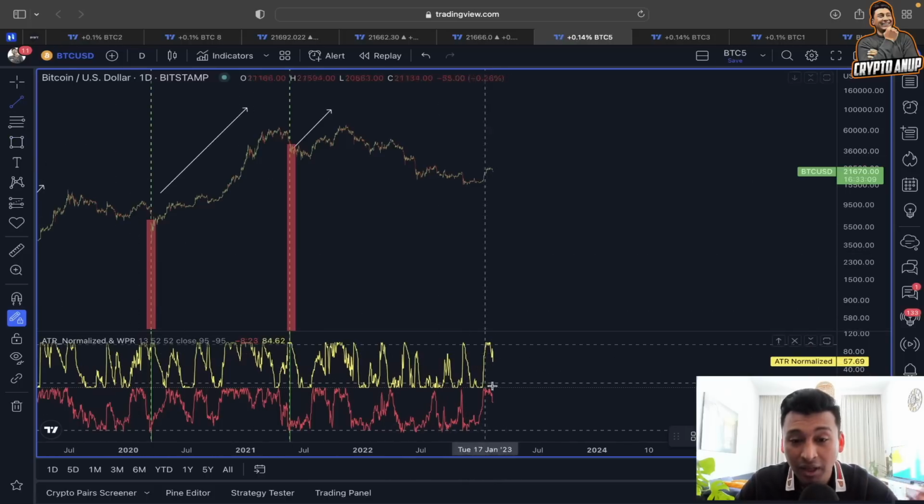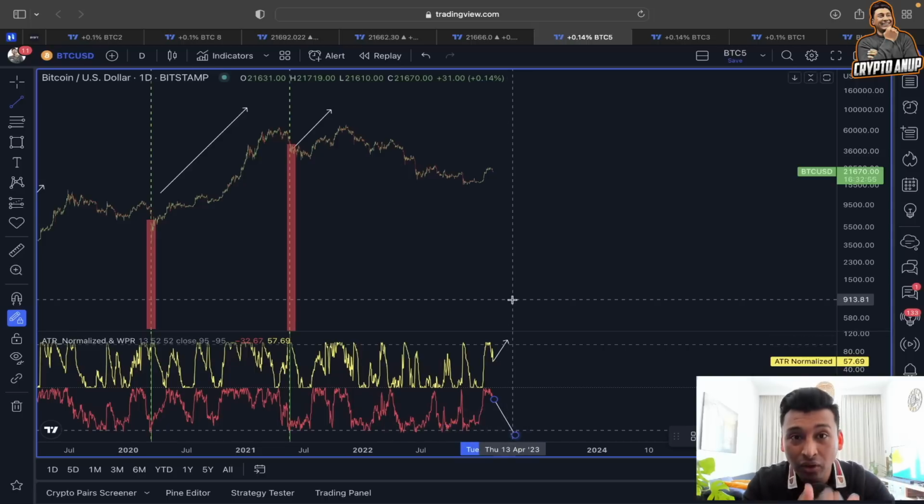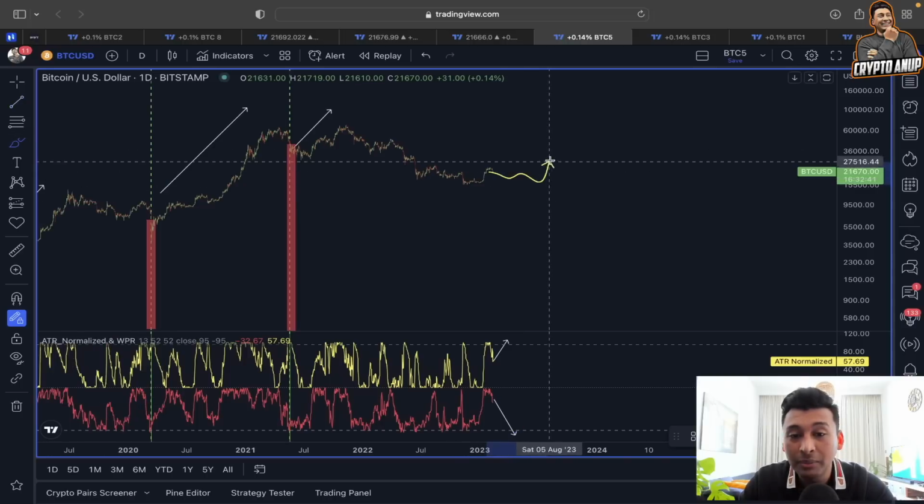So if we are going to see this ATR normalized approaching above plus 95, and at the same time this Williams Percent Range around minus 95, that is when we get this confirmation, and that will also indicate the market could be preparing itself for this new uptrend here like this.